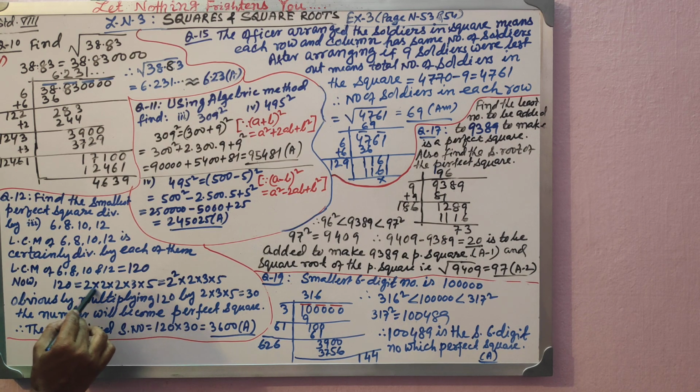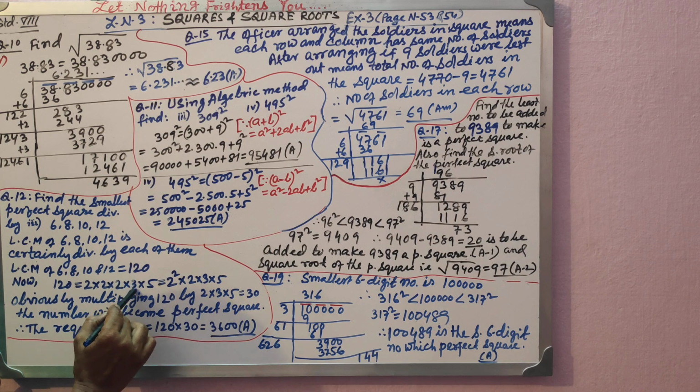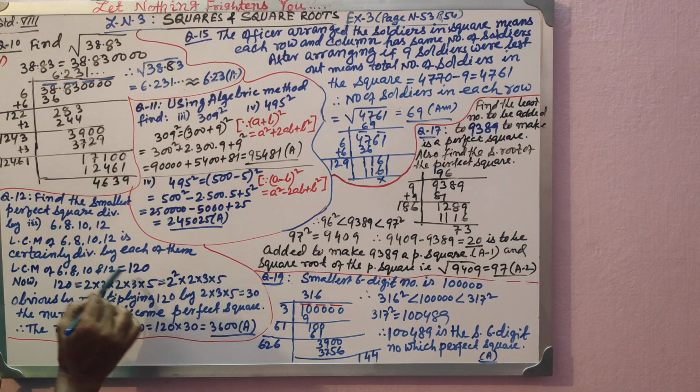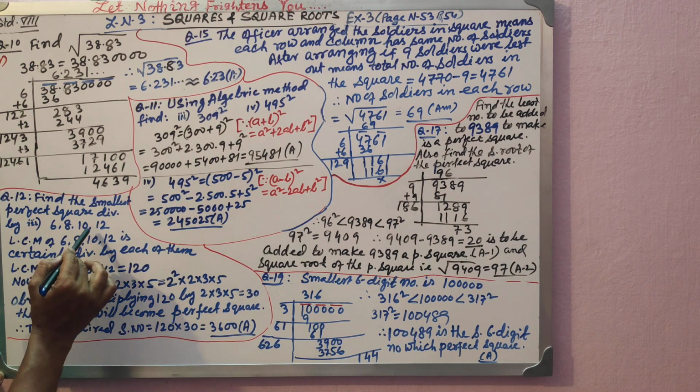Okay. Now see, 2 is in square. All the numbers not having power 2, those numbers you keep. This is not power 2. This 3 is also not, and 5 is also not. So obviously these 3 numbers, the product of these 3, if you are multiplying with 120, that will become the smallest perfect square number which is divisible by 6, 8, 10 and 12.